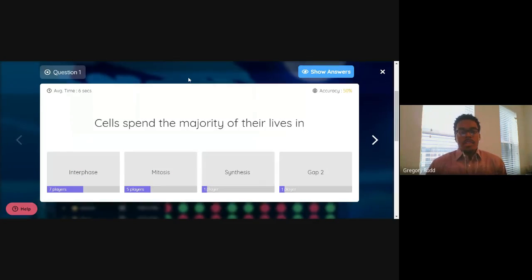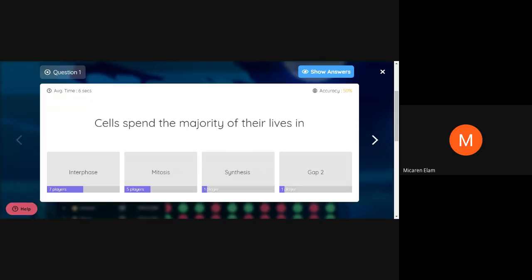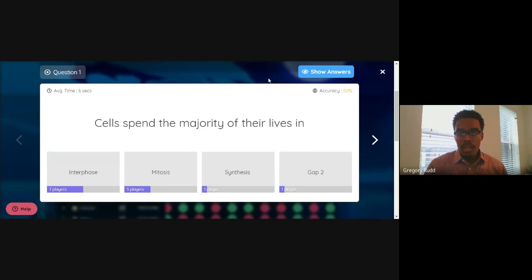All right. So this first question says, cells spend the majority of their lives in which phase? Does anyone know? Interphase. Interphase, excellent. As you can see, our accuracy as a class on that question was only 50%. So that was a bit of a struggle for folks. We want to be up nearer to 80%. Interphase is actually the longest phase of the cell cycle, so this is where cells do spend the majority of their lives.